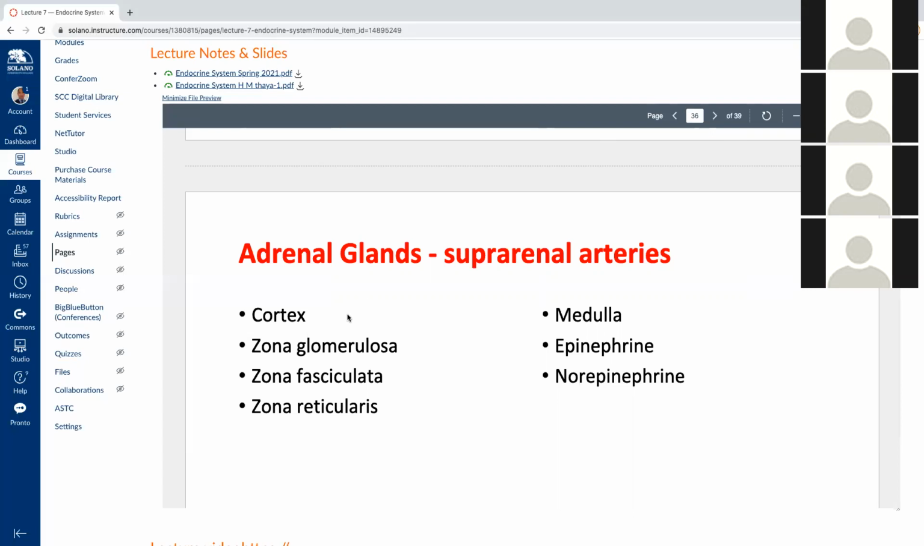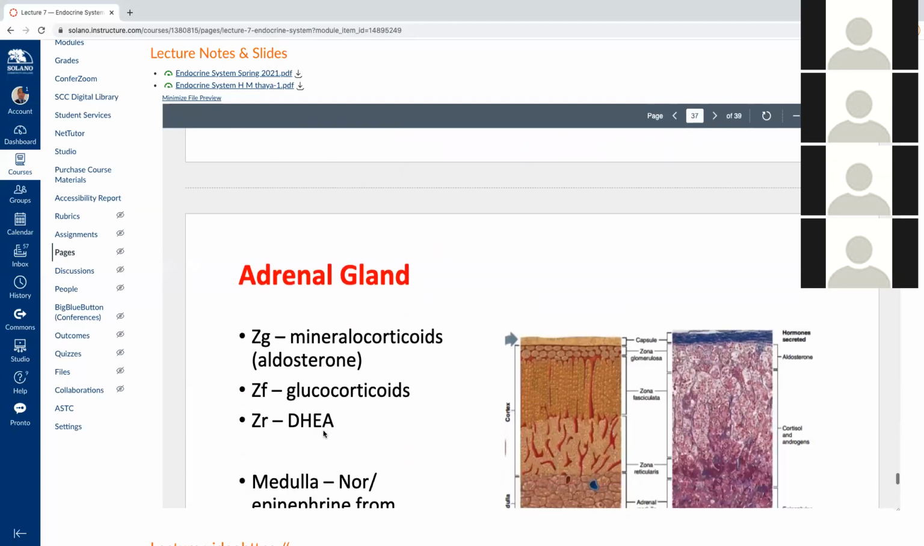Adrenal gland has got adrenal cortex and adrenal medulla. Adrenal cortex has 3 layers: GFR, zona glomerulosa, fasciculata, and reticularis. And adrenal medulla is medulla in the center. Adrenal medulla will produce epinephrine, norepinephrine. And adrenal cortex has 3 layers. So 3 layers will secrete 3 different hormones. GFR, from outside to inwards, glomerulosa, fasciculata, and reticularis.